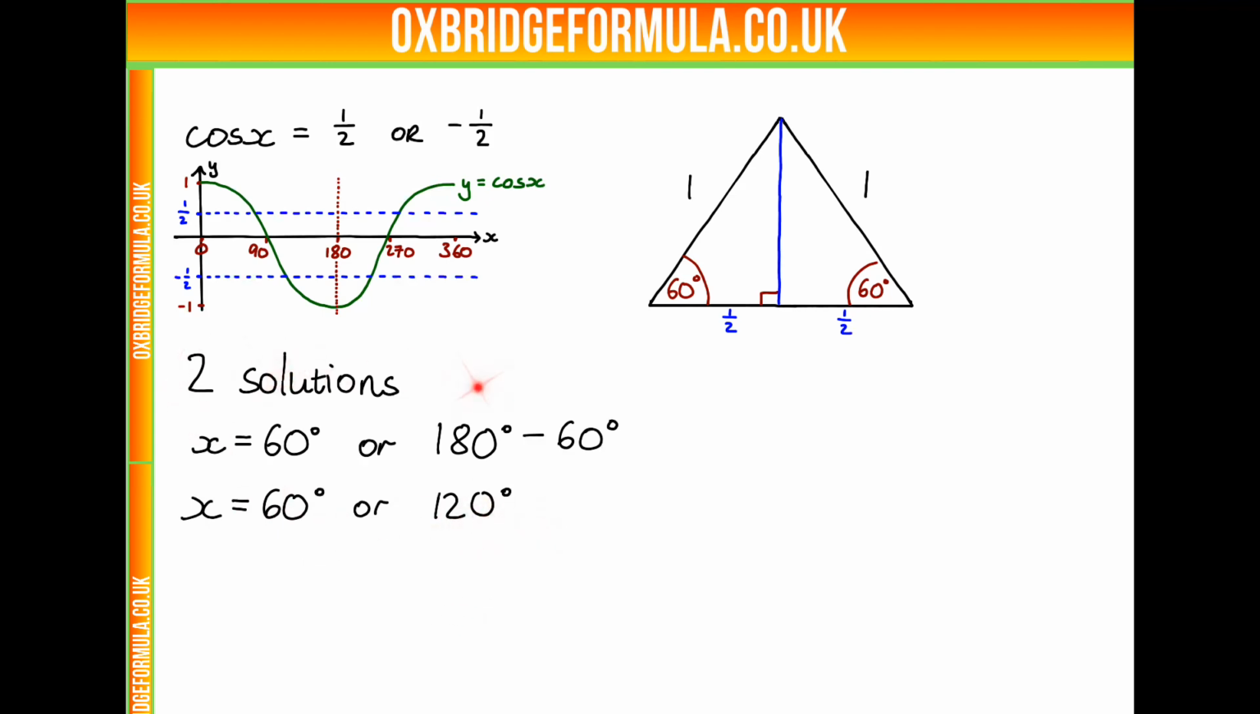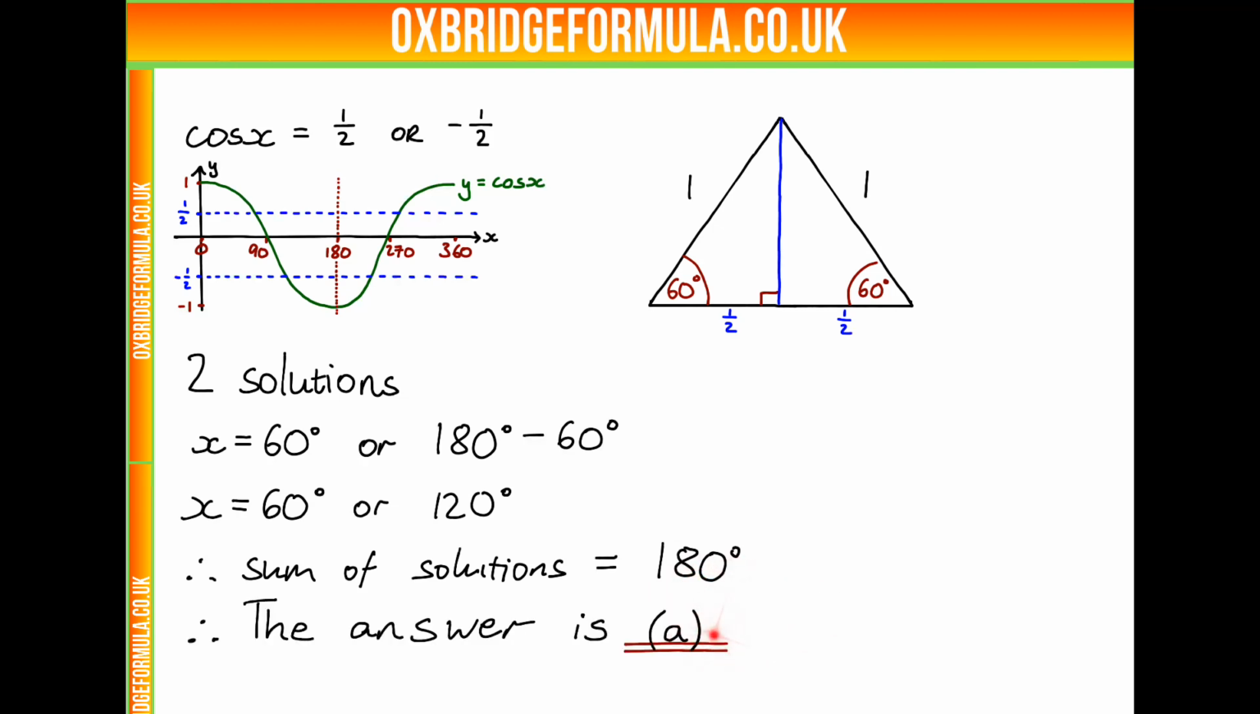So we know there are two solutions and we know what the solutions are, and the question asked us to find the number of solutions and the sum of the solutions. So therefore the sum of the solutions is 60 plus 120, which is 180. So we see there are two solutions and their sum is 180 degrees, and if we check back to the options at the start of the question, you can see that that was option A. So our answer is A.